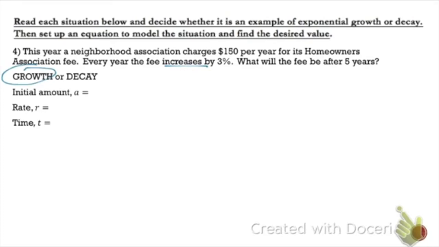The initial amount is the starting amount in the situation. So that's our $150. Our rate is going to be that percent proportion that we're told. Now we're going to go ahead and change that to a decimal. So here's the decimal. We go 1, 2 places. We need to add that 0 in, so it'll be 0.03. And then our time is 5 years.